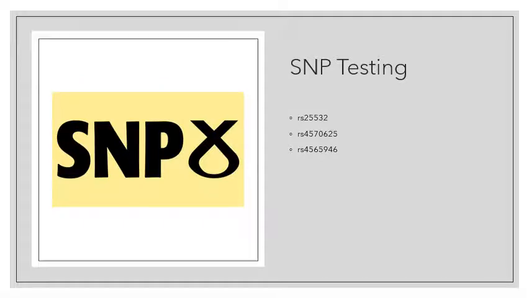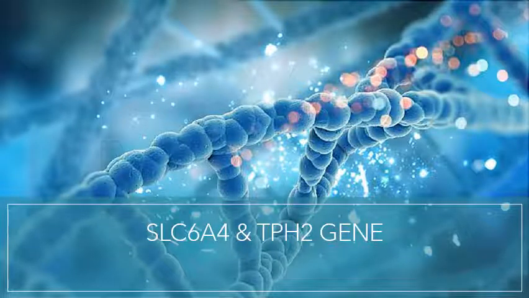Based on SNPedia, there are three SNPs linked to OCD. The SNPs are RS25532, RS4570625, and RS45659646. Given the three SNPs, there can be approximately 3 DNA variations. The two genes correlated to the three SNPs are the SLC6A4 gene and the TPH2 gene. The first gene has relation to the first SNP, and the second gene has relation to the other two.